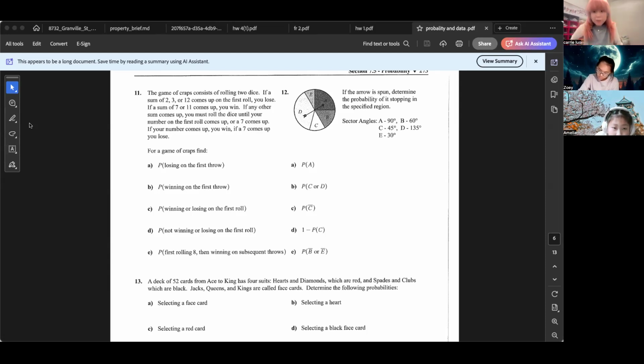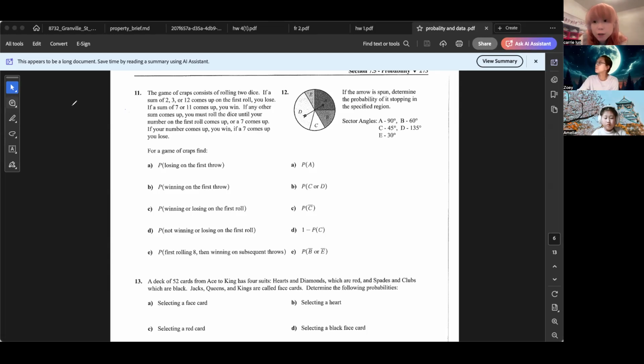Okay, so this is something really useful because it contains something like if you want to win the game or lose the game, right? If the game of craps consists of rolling two dice, if the sum of 2, 3, or 12 comes up on the first roll, you lose. Okay, so there are a lot of combinations over there, right? But how many sums are there, Zoe? 36.